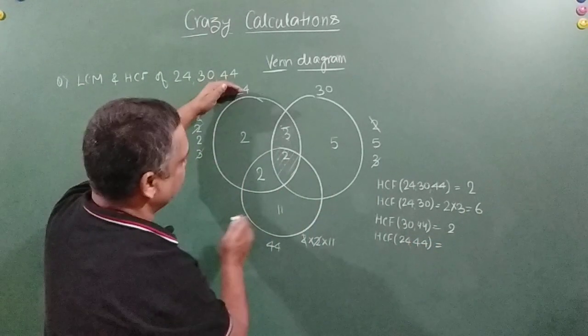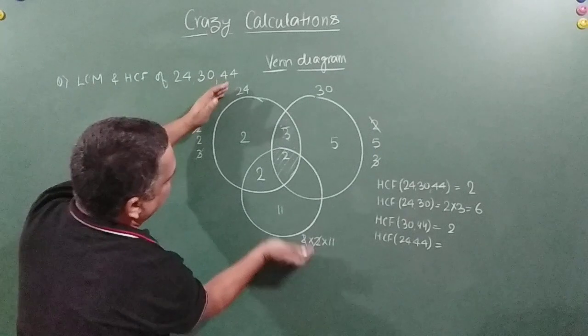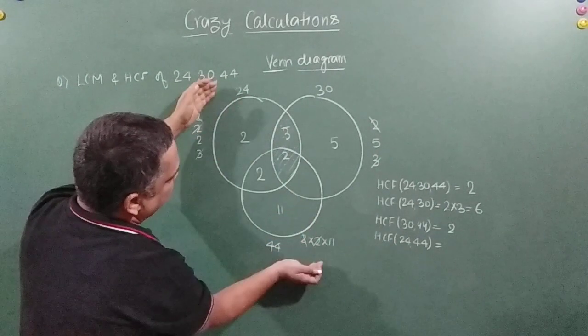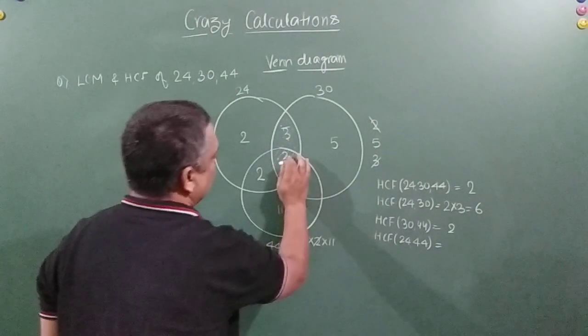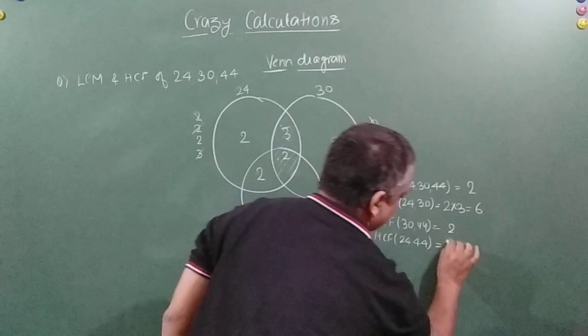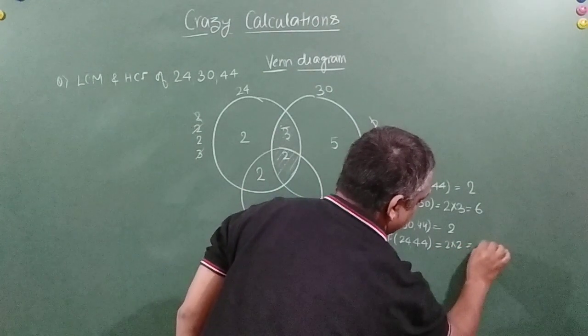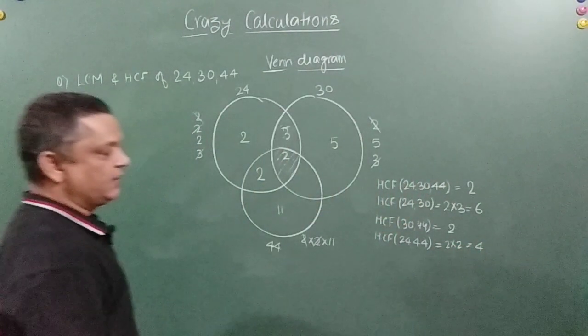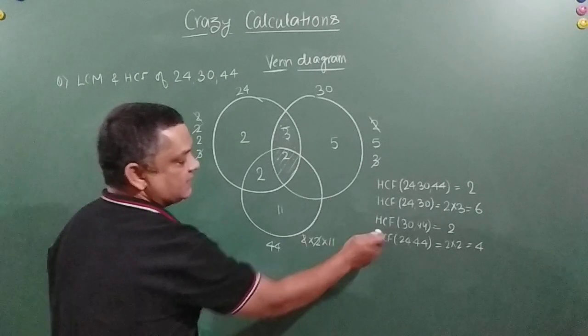Now you can find out HCF of 24 and 44 as well. 24 is here, 44 is here. The intersection of these two is how much? 2 and 2. That is 2 into 2, that is equal to 4. You are getting my point? So all these HCFs you can find out.